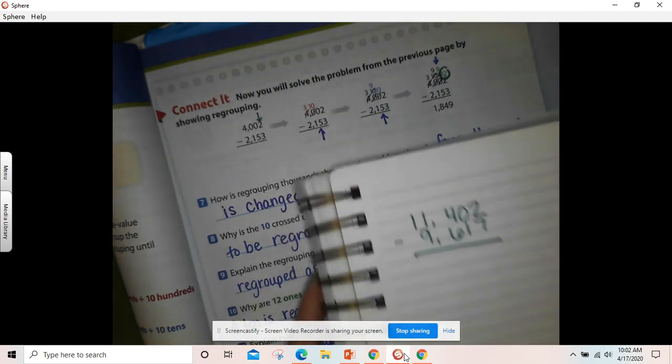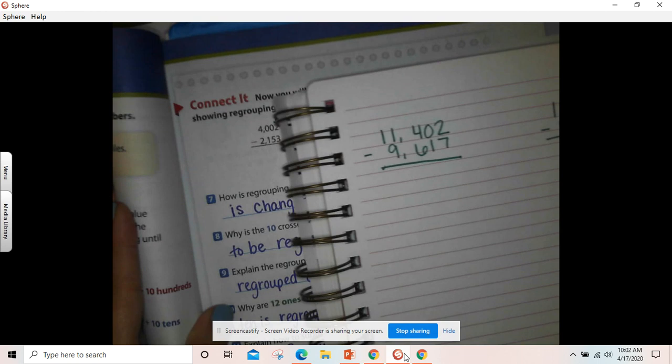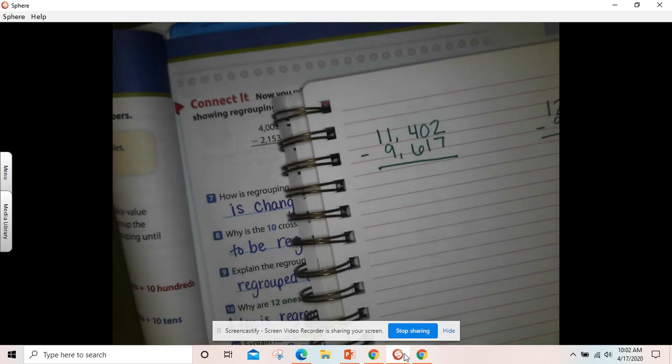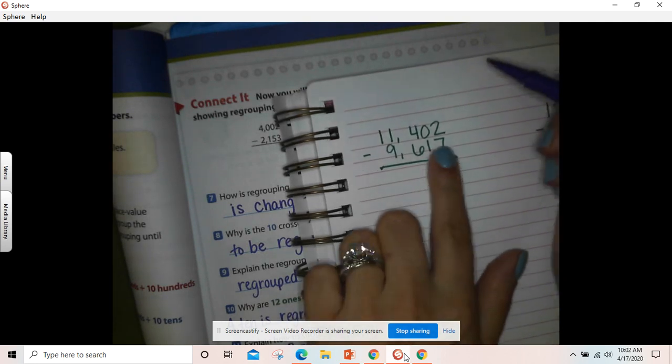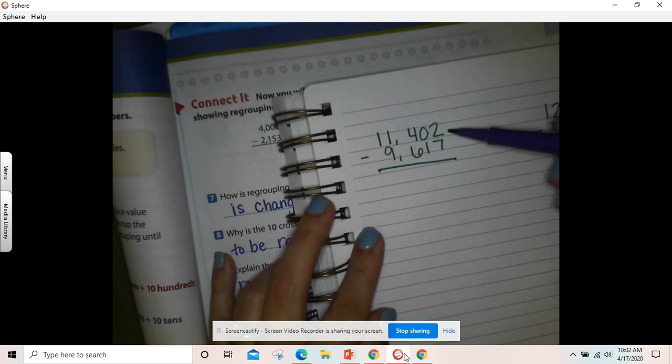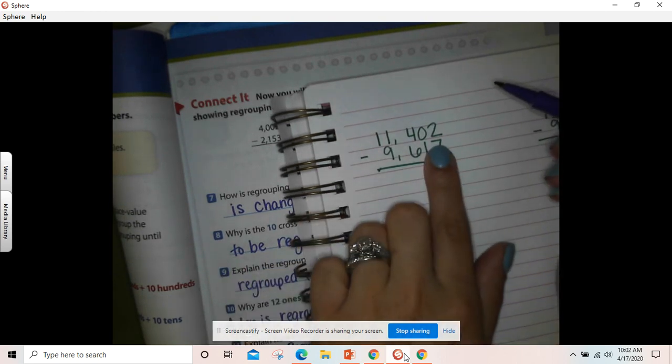So I moved over to a different piece of paper because that didn't give me a lot of room, did it? And let's go ahead and solve this problem and see how you did. Okay, in the ones place, well, I've set it up. I've got my larger number on top. And in the ones place I have a 2.